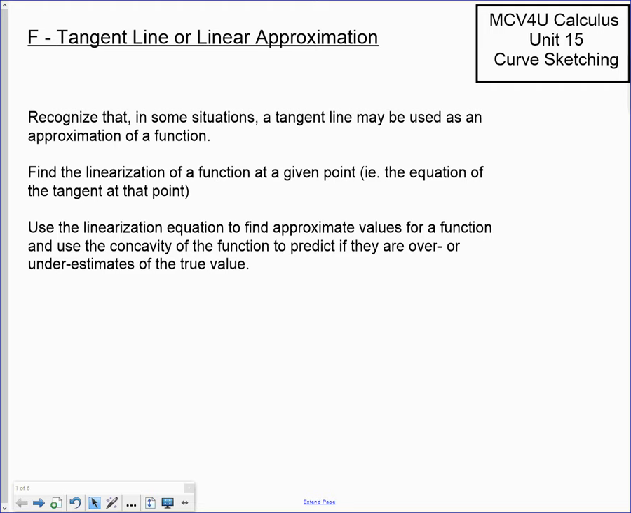Then we want to use that linearization equation to find approximate values for a function, and we want to be able to use the concavity of the function to predict whether those approximate values are over or under estimates of the true values. So we want to find this linearization or this tangent line approximation and use it as an approximation in certain situations. So what is this all about here?